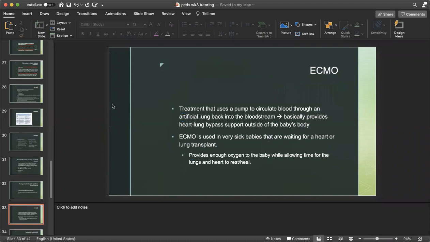So ECMO, it's a treatment that uses a pump to circulate blood through an artificial lung back into the bloodstream. Basically, it just provides heart-lung bypass support outside the baby's body. ECMO is only used in super sick babies that are waiting for a heart or lung transplant, and provides them with enough oxygen to allow time for the lungs and heart to rest and heal a little bit. So ECMO is not a common thing that's used. You'll only see it in super sick babies that are waiting for a new heart or a new lung.